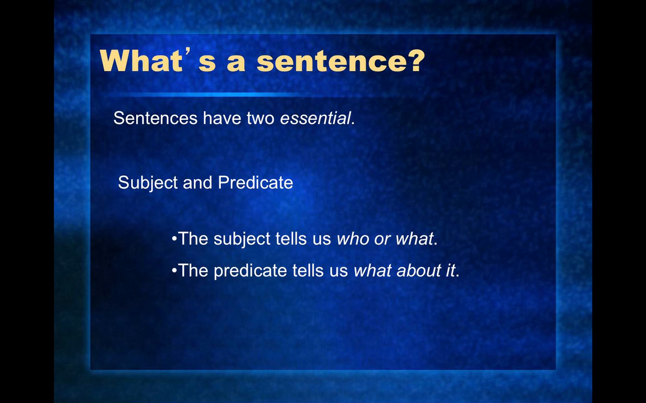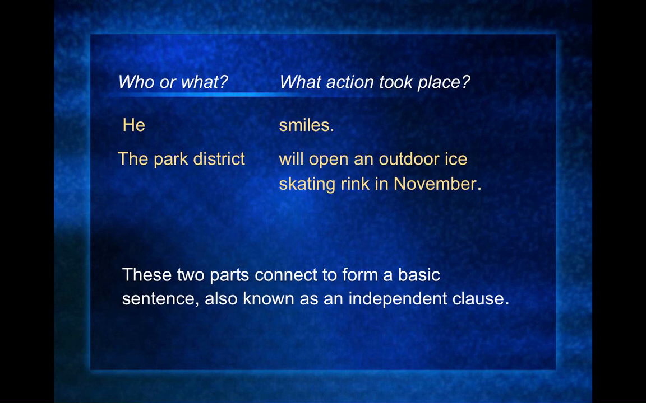So, sentences have two essential parts: subject, predicate. The subject tells us who or what, and the predicate tells us what about it. What happens, the action that takes place. So, we've got some samples. Who or what was he? What action took place? Smiles in the first example.